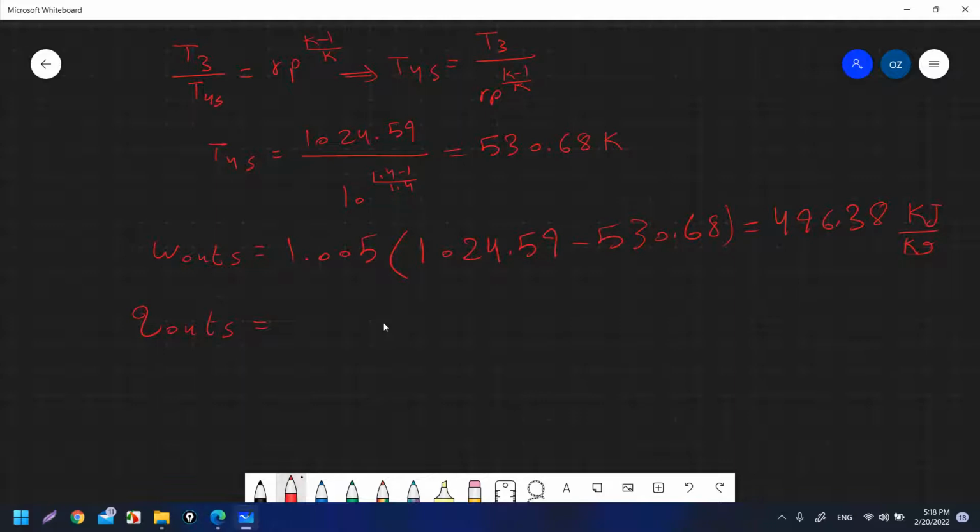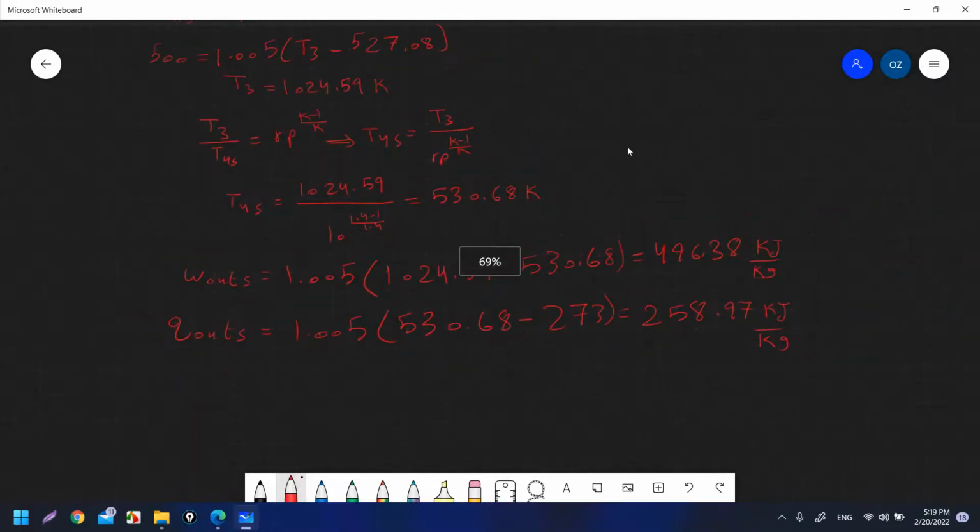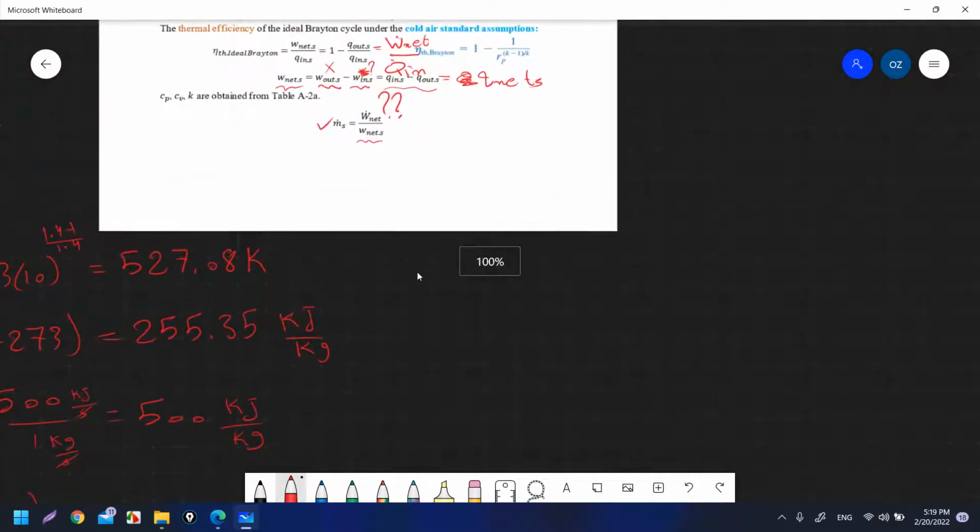I have T1, the problem was in T4S, so now I found T4S, so 1.005 times T4S, which is 530.68, minus T1, 273, so this will give you 258.97 kilojoule per kilogram. And now I can find W net, using the equation that W net is equal to W out minus Wn, or Qn minus Q out. Okay, so we'll try these two equations.